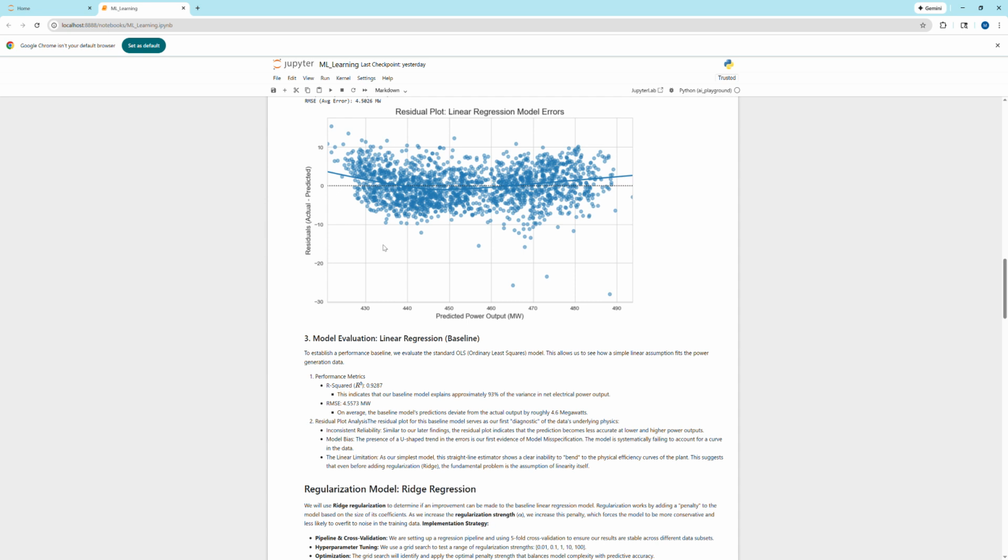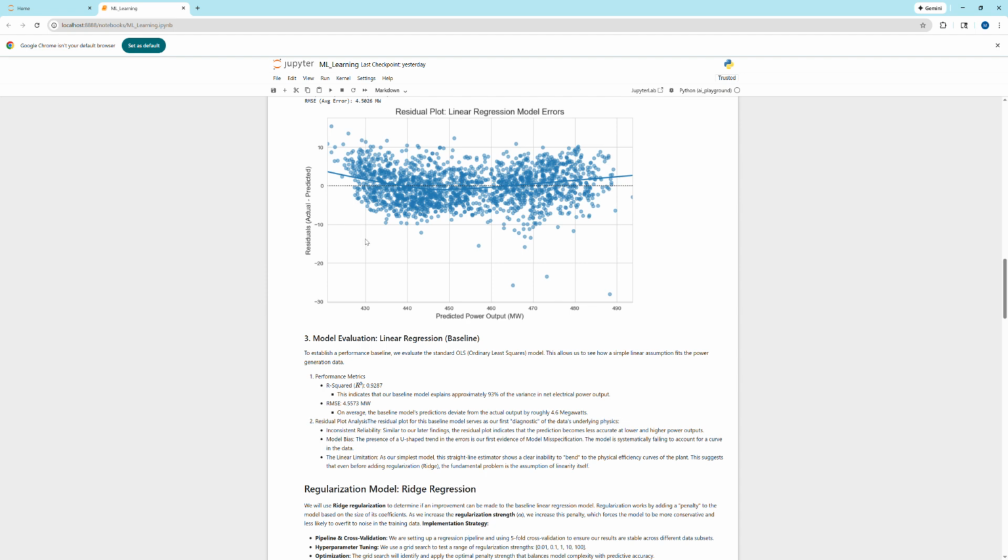We do see on this residual plot at the low end of the power output scale, and the high end of the power output scale, it becomes inconsistent, and certainly appears that we have a linear limitation. As our simplest model, the straight line estimator shows a clear inability to bend to the physical efficiency curves of the plant.